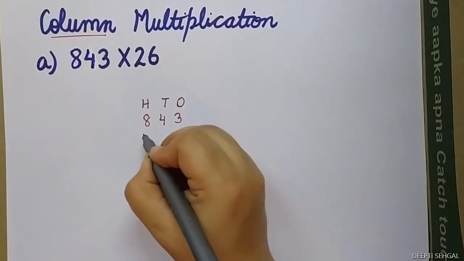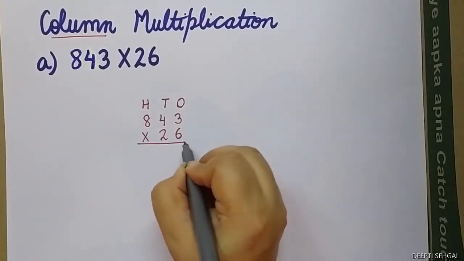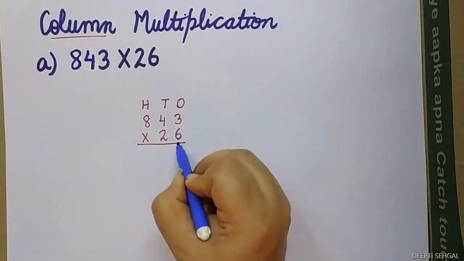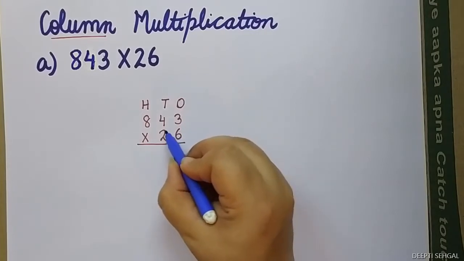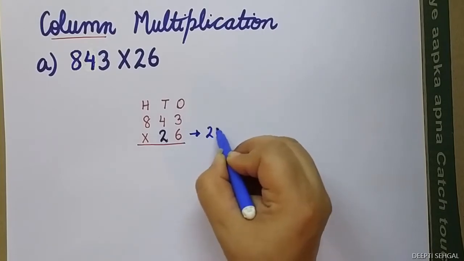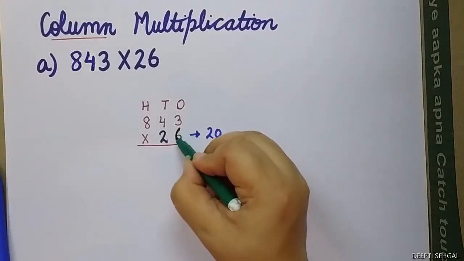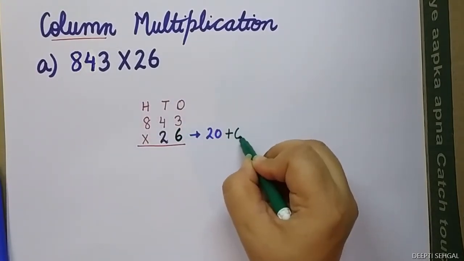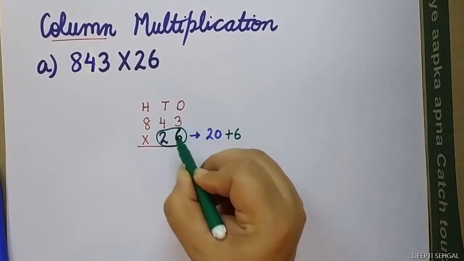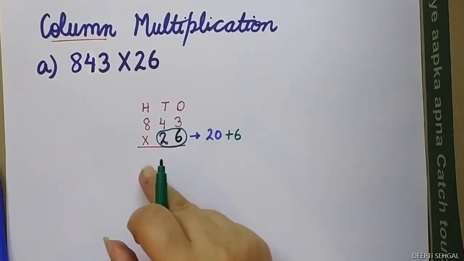Now I am writing here multiply by 26. Okay, now I have to multiply. But before I multiply, I must see that this is 26, not 2 and 6. That means this 2 is not 2. It is actually 20. Added to this is 6. So 20 added to 6 will give you 26. So when we are multiplying with 26, it is not 2 and 6, it is 26.